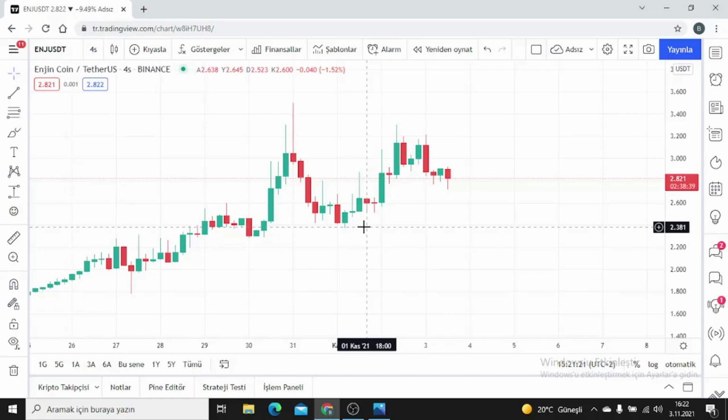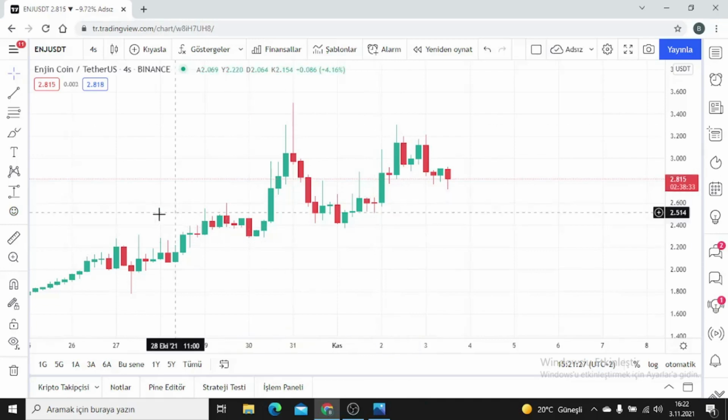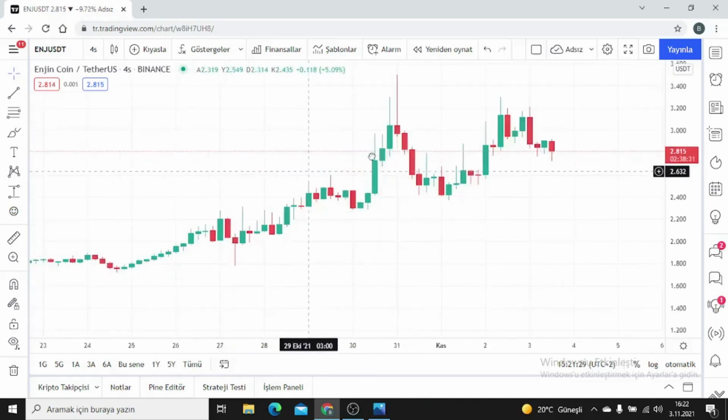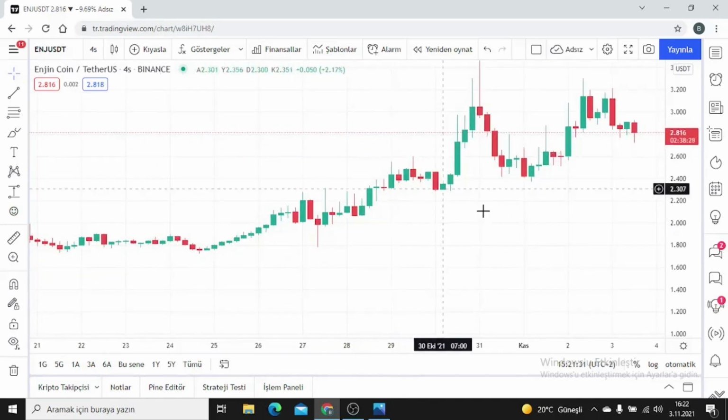Next, we need to know the direction of this graph. So we need to know the direction of the trend. We need to know if this trend is up or down.